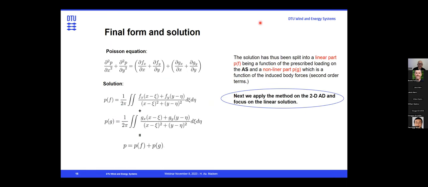But further rearranging, we come up with the pressure Poisson equation in this way here, and the solution for this can be worked out to be these double integrals here. And we can see that we now have split the solution into the linear part, being a function of the applied loading on the actuator surface, and then the pressure part being a function of the induced body forces. It's an important step that we now have split up the solution into a linear part and a non-linear part. And we will now apply this method to the 2D actuator disk and focus on the linear solution.